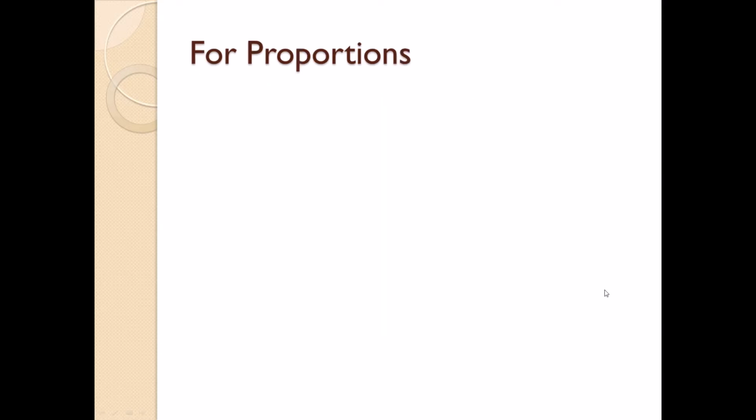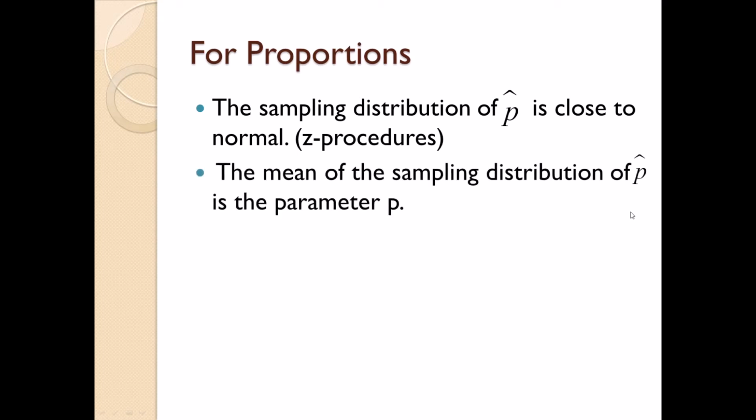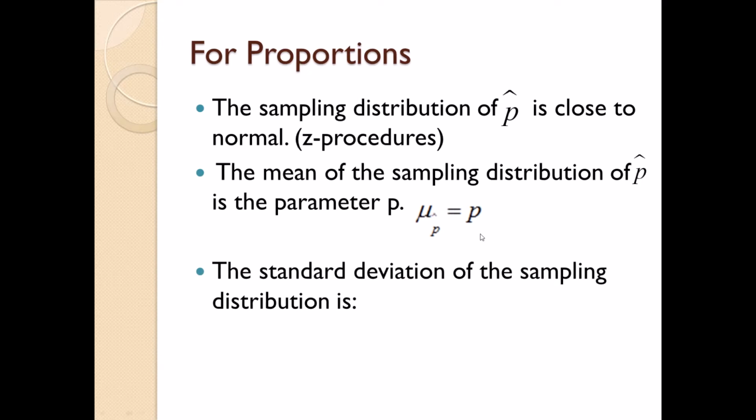So starting out with proportions, the sampling distribution of p hat is close to normal provided that we meet certain conditions. And the mean of the sampling distribution of p hat is the parameter p. So if we can get all possible samples of a given size and they're all drawn without bias, the center is going to be our parameter p. That's how we know these unknown values, through repeated sampling. So mu of p hat equals p.